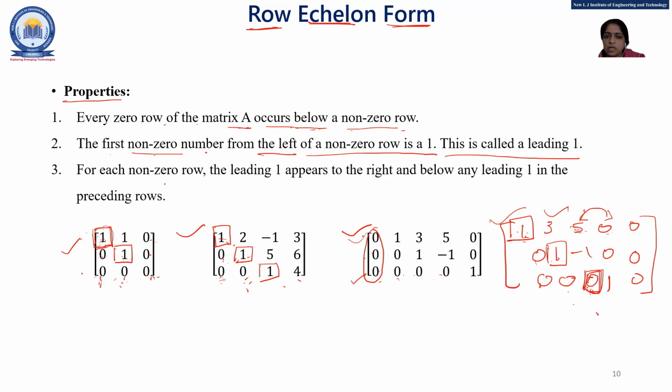So for each non-zero row, the leading element 1 must appear to the right, on this side, of any leading element 1 in the preceding row. So first, this is the leading element, second, this is the leading element, and then we have to go like this. In this case, this is our leading element, so we have to go like this. So this is not row echelon form, for the last case.